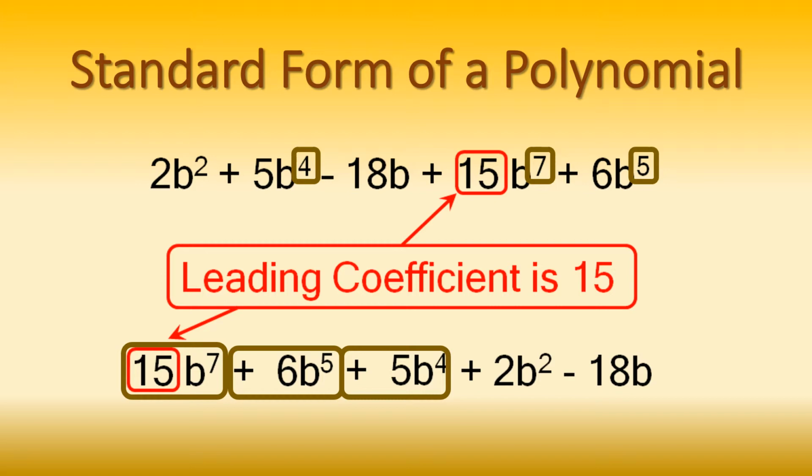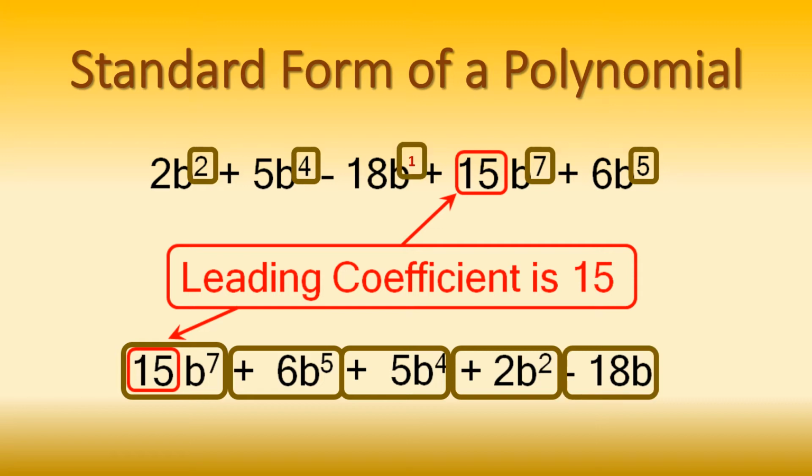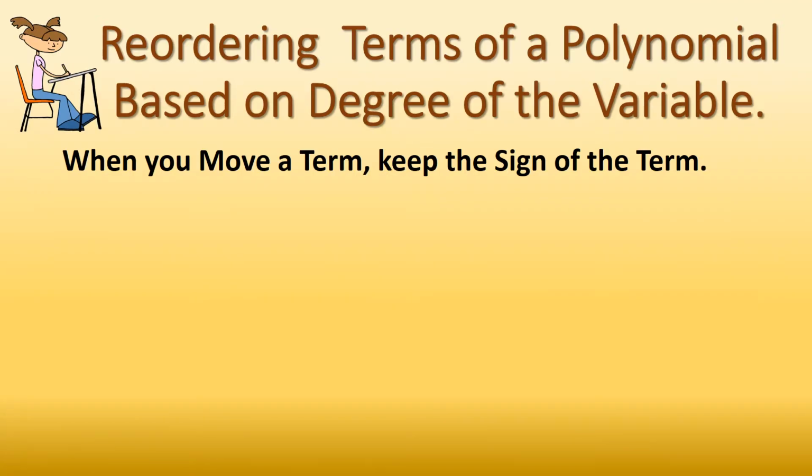Now, what's the next biggest exponent? There it is. Moving on down. What's the smallest exponent up there? It's not 0. It's 1. And again, notice it's minus 18b. We move whatever we were doing to those terms down with it, adding or subtracting. Alright, let's look at this 2 more times, actually. You're going to be rearranging terms of the polynomial based on the degree of the variable. When you move the term, keep the sign of the term.